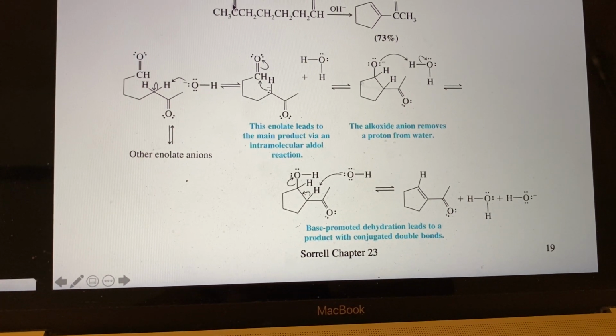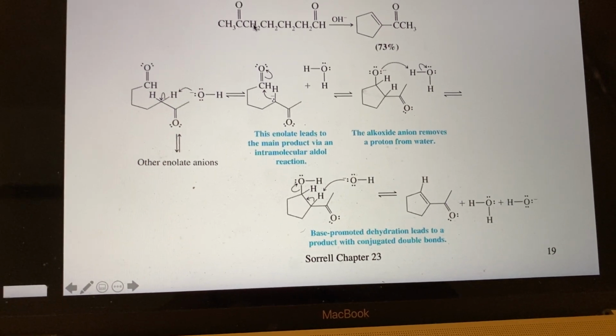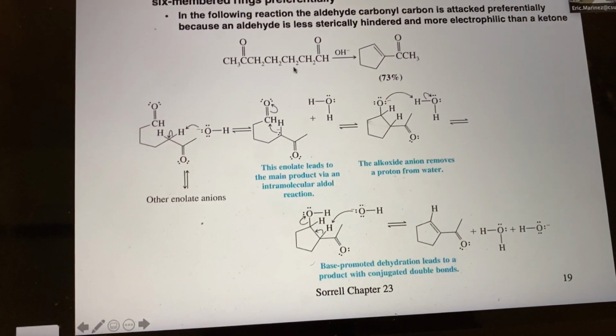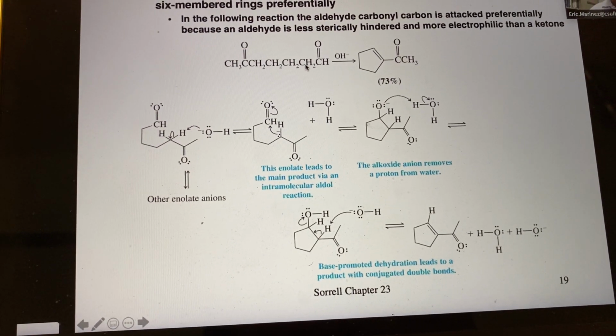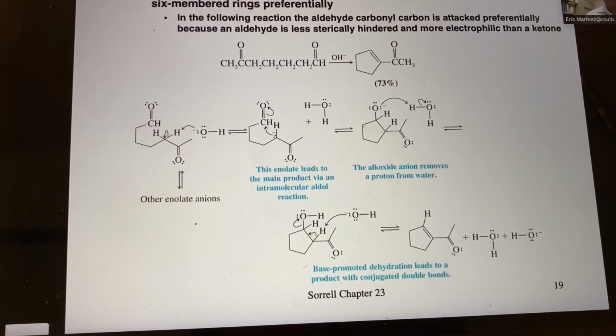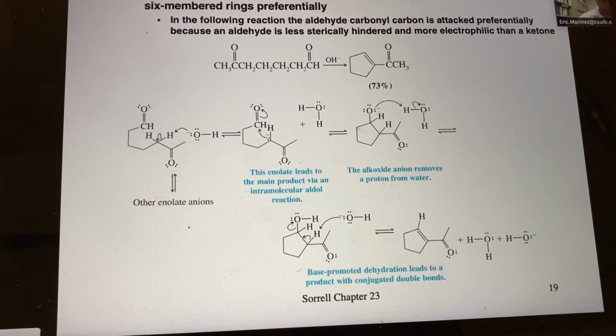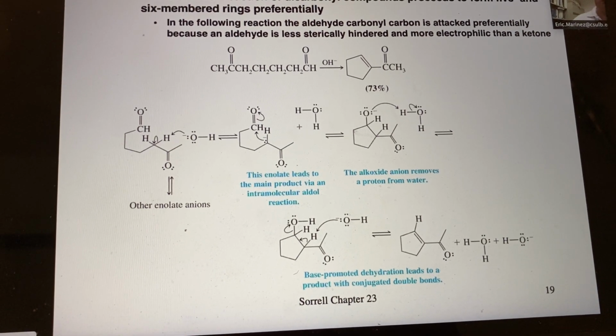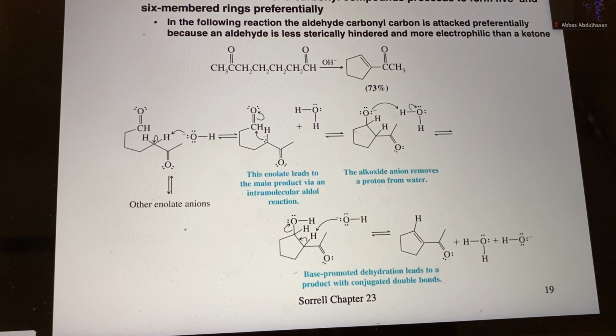Clearly I have 2 carbonyls, right? So I have an alpha position here, I have an alpha position there, and I also have an aldehyde which has an alpha position. Now recognize, what is a better electrophile? Aldehydes or ketones? Aldehydes, right?